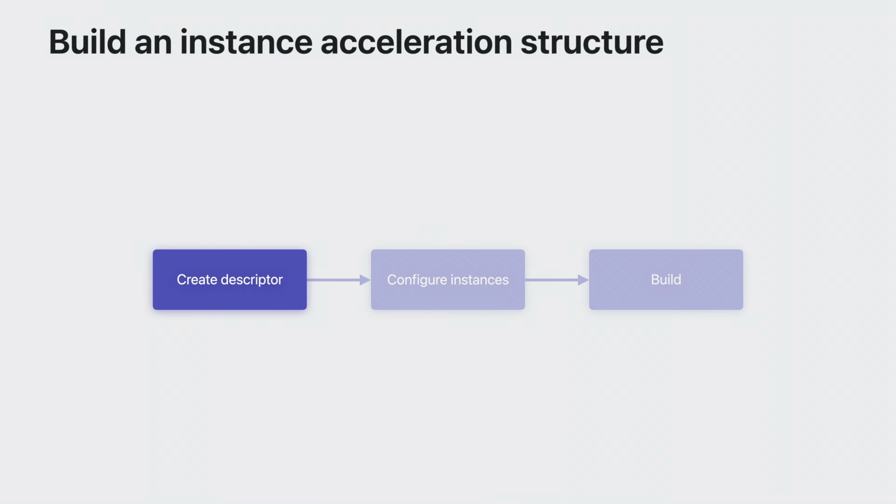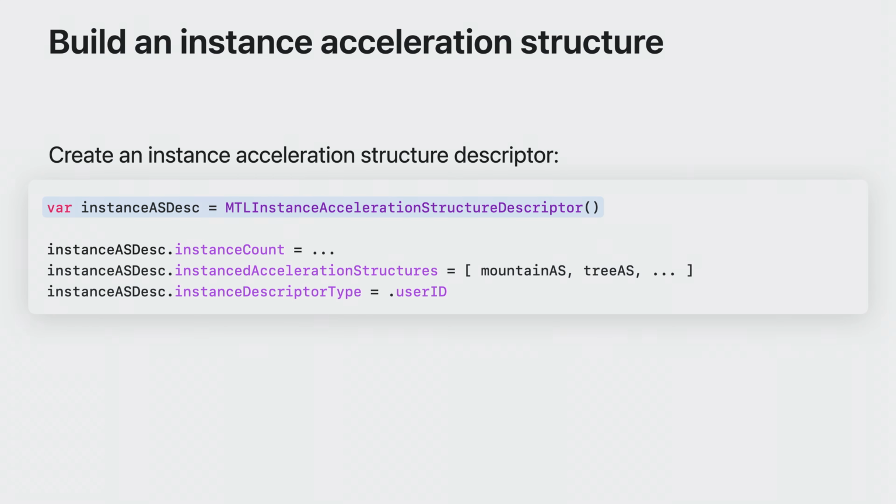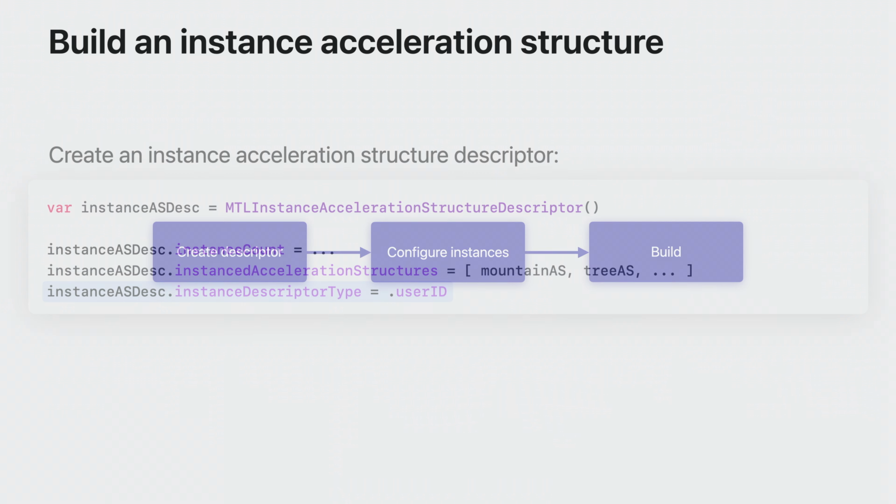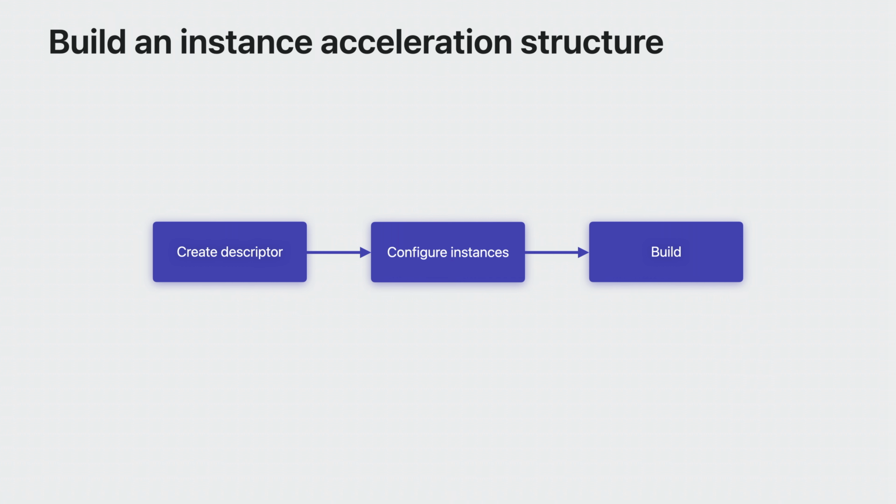To create the descriptor, construct an MTL instance acceleration structure descriptor and set the number of instances it will contain. Then provide an array of the primitive acceleration structures, which can be referenced by instances, and specify which type of instance descriptor will be contained in the instance buffer. Metal offers several instance descriptor types, which you can choose from depending on your use case. You will configure the instances in the acceleration structure in 2 steps.